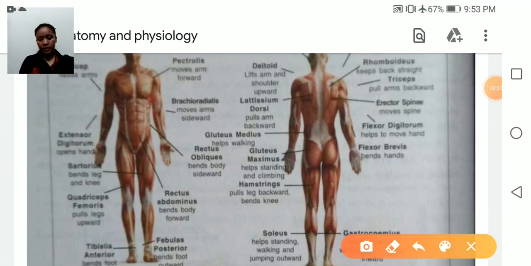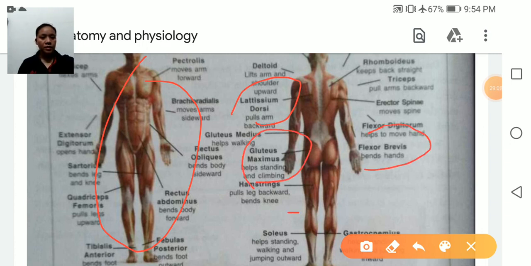Here are the types of muscles of the body. For example, latissimus dorsi, gluteus maximus, etc. These are all muscles.